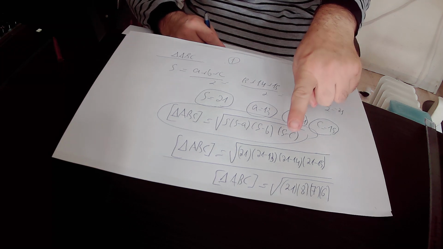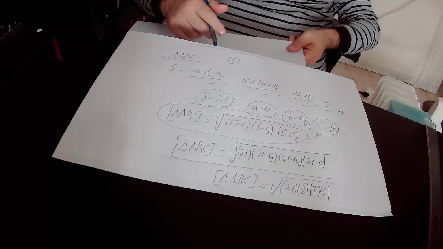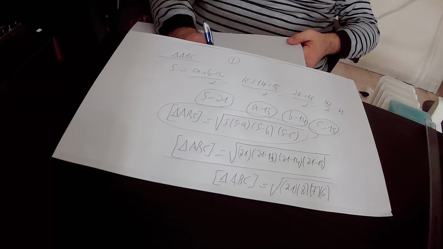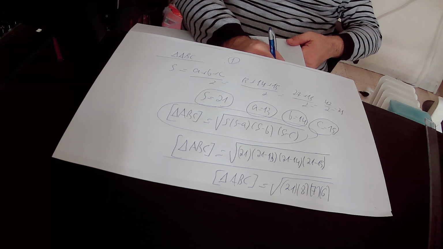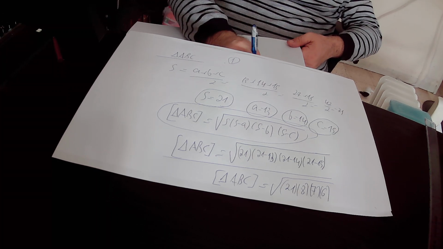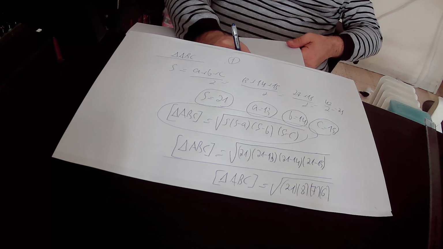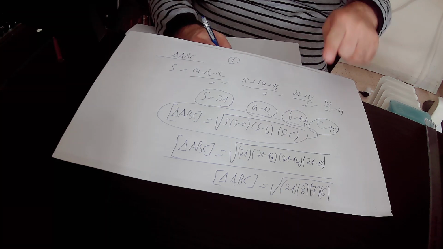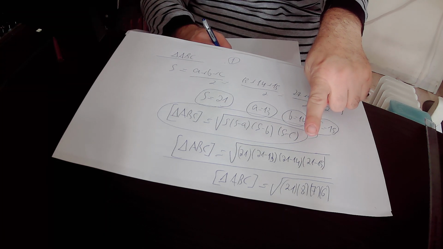Here we'll substitute 21 by 3 times 7, and we get that the area of triangle ABC will be equal to the square root of, again, 21 is 3 times 7, times 8. We substitute 8 by 2 times 2 times 2.